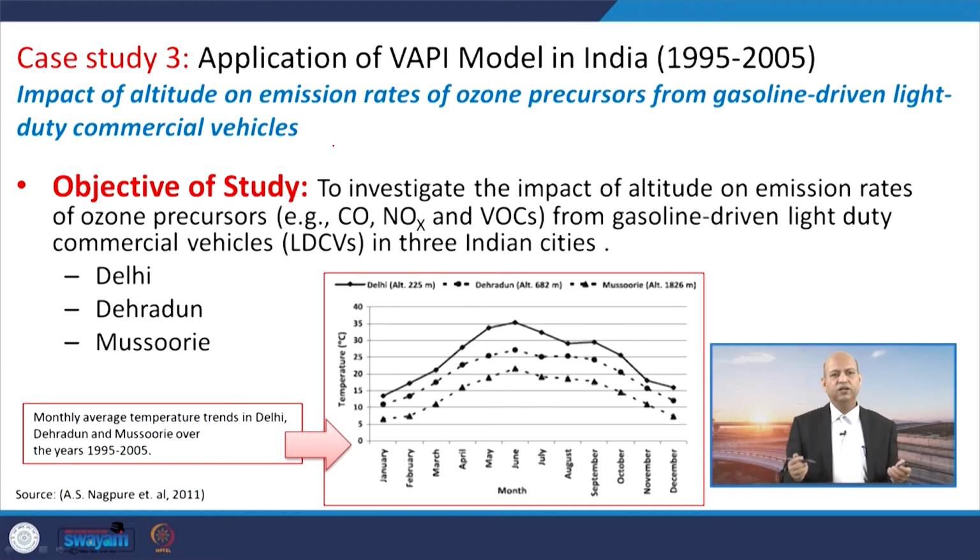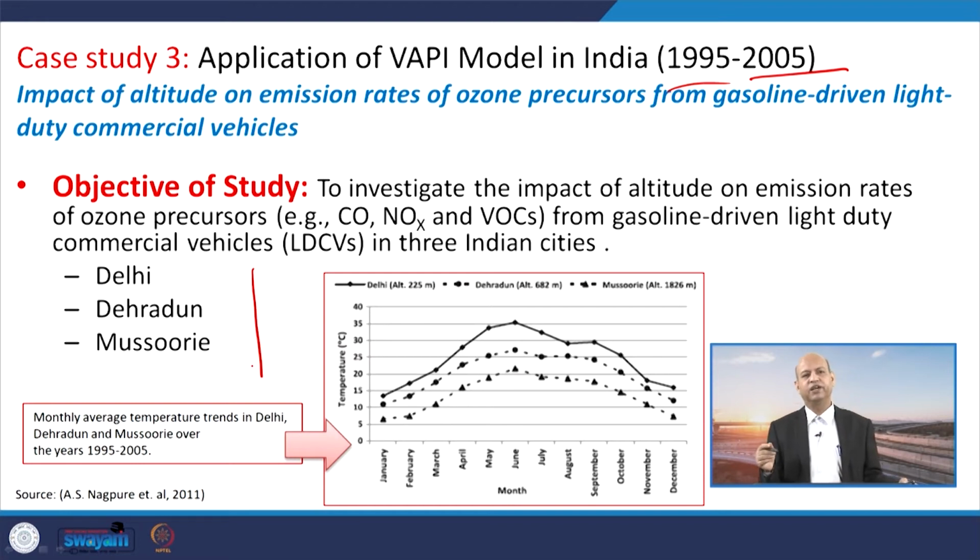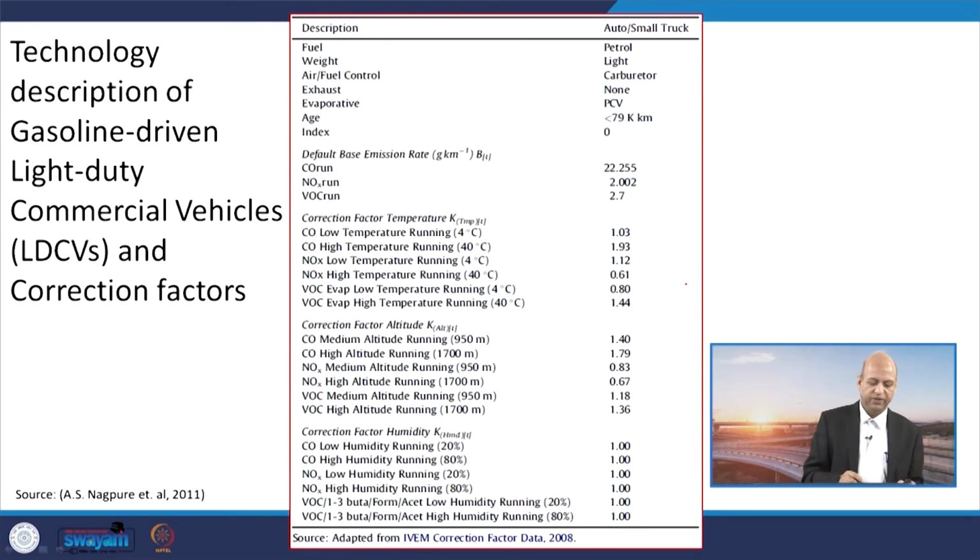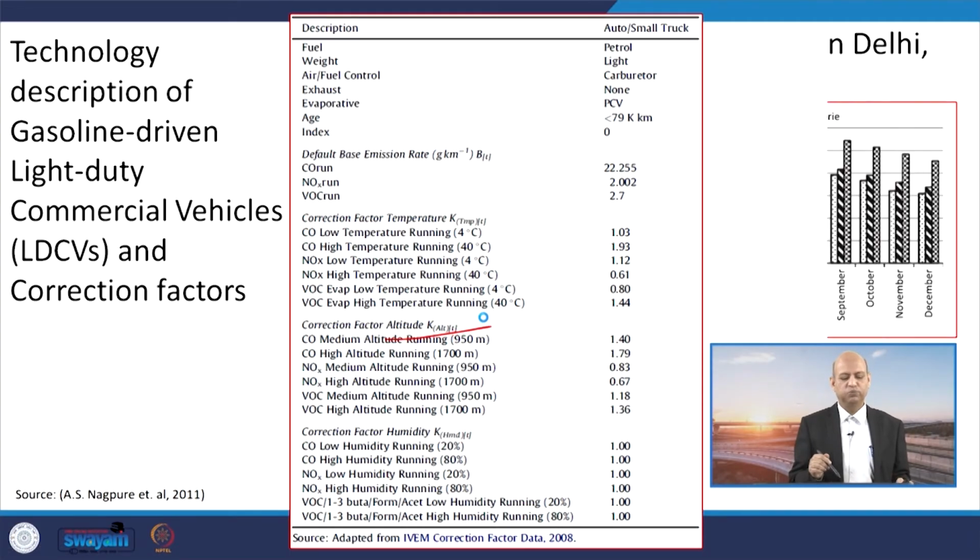The third case study is again from the VAPI model, 1995 to 2005. This period was considered for calculations, and the objective was again to compare these three cities for ozone precursors. Ozone precursors are basically carbon monoxide, oxides of nitrogen (NOx), and VOCs, volatile organic compounds. You have already seen the monthly average temperature for Delhi and the others, so this is the same graph. Then the technology description: fuel related, and correction factors related to temperature and altitude, all these have been taken as input parameters.